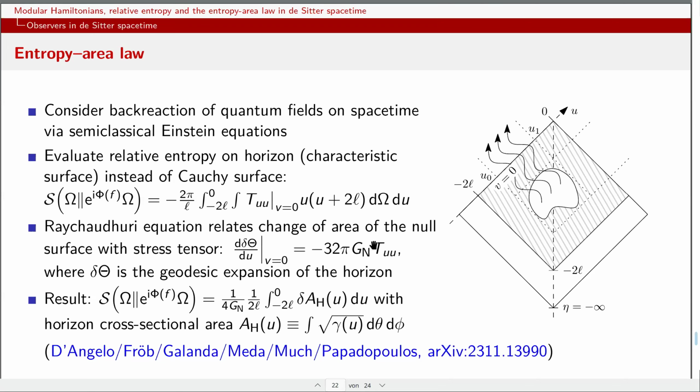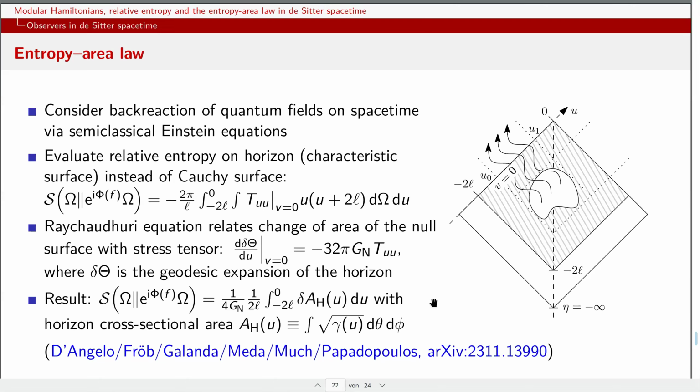So this tells us in this specific case that the UU component is exactly the change of the geodesic expansion of the horizons, of the change in area, with the parameter u, which is one of the null coordinates. And then one does the computations, and it results that the relative entropy, in this case, is exactly equal to 1/4 G times the average change of the cross-sectional area of the horizon. So of course, the factor 1 over 4G is well known, Bekenstein and others.